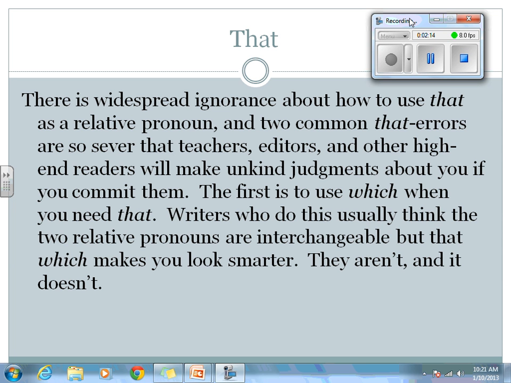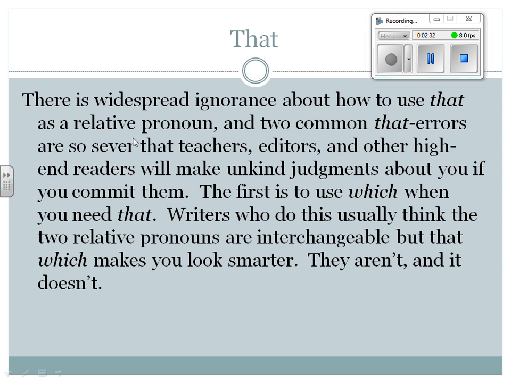So he says, there's widespread ignorance about how to use that as a relative pronoun. And 2 common that errors, we're just going to look at one, that which. 2 common that errors are so severe that teachers, editors, and other high-end readers will make unkind judgments about you if you commit them, like giving you a C in the instance of a teacher. Okay, the first of these 2 that errors, we're going to go just to the that which today.